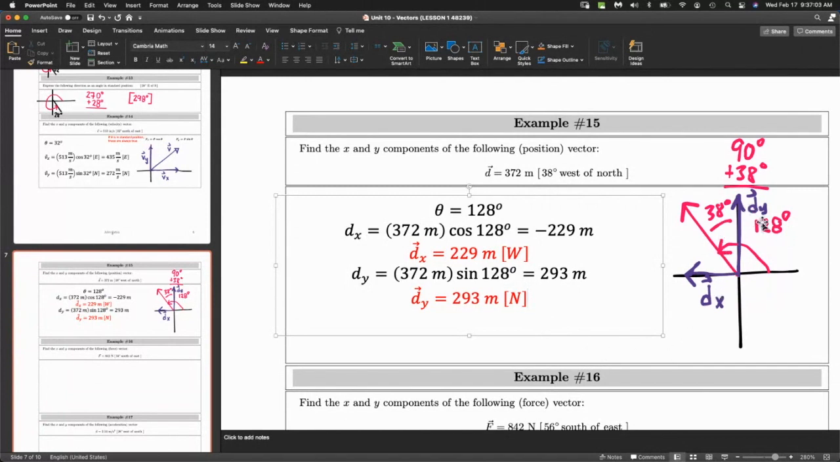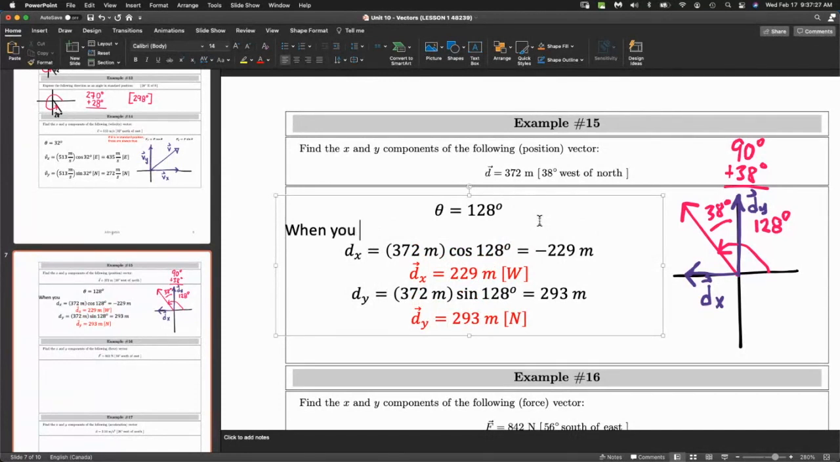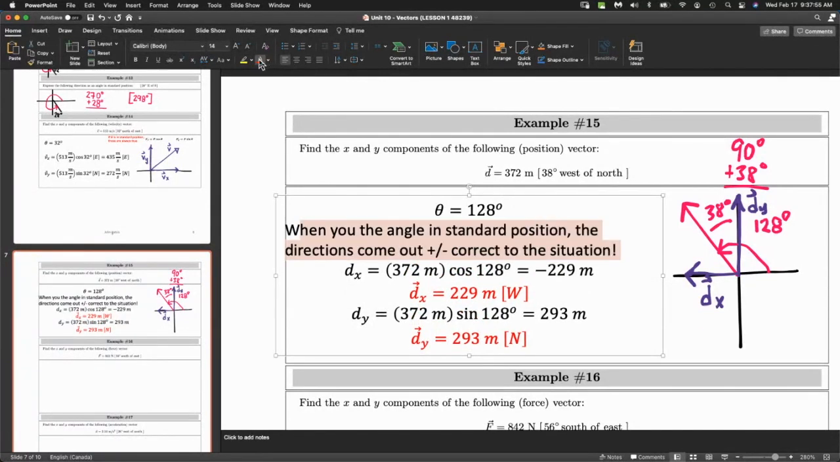Look at the picture over here. The x component was pointing this way to the left. Now, it's not left in this case, it's west. See how we got west here? And you see how the y component was pointing up, or in this case, north. And you got a positive number over here. Because this is always the case, when you use the angle in standard position, you don't have to worry about drawing a picture, because it will always work out correctly. If you use the angle in standard position, you do not have to draw this picture at all.